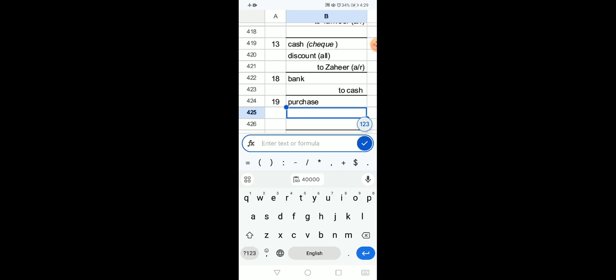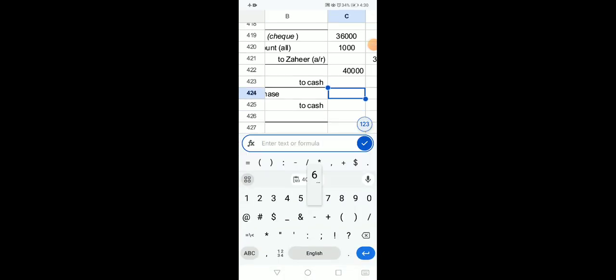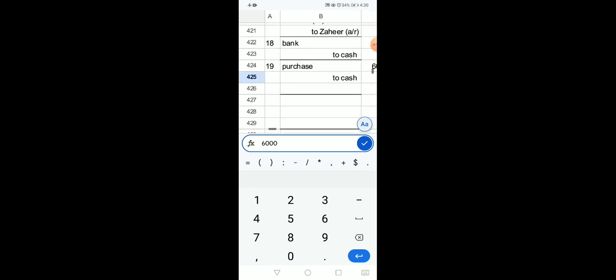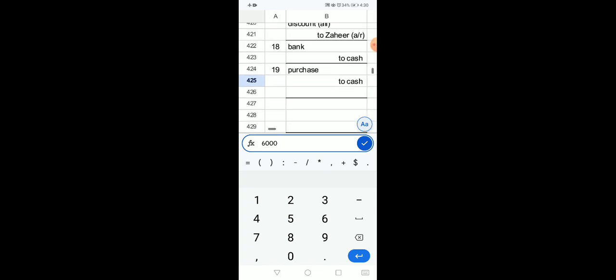If it is in hand, since cash is going out, cash in hand is decreasing. Decrease in cash in hand means decrease in asset. Decrease in asset should be credited, so you are mentioning cash on the credit side. You have purchased for cash. Now let's see how much amount is for these goods, that is 6,000. So you will write 6,000 on the debit side, and the same amount you will be writing on the credit side. 6,000 would be written on the credit side. This way you have completed your entry number 19.